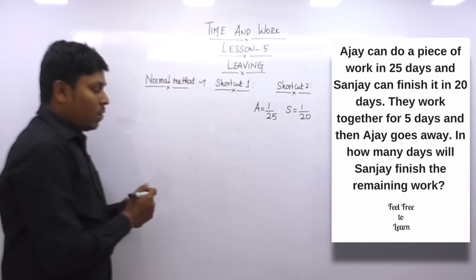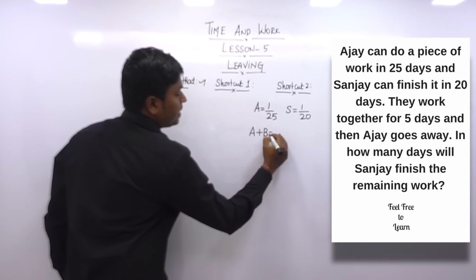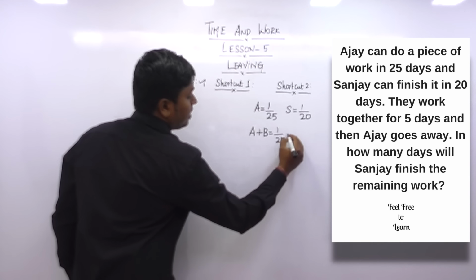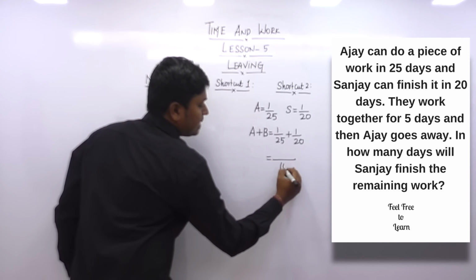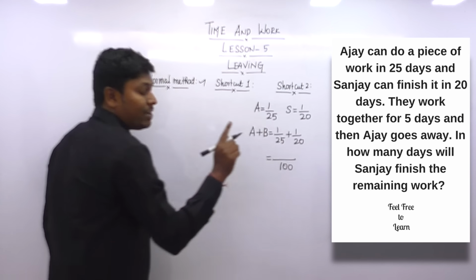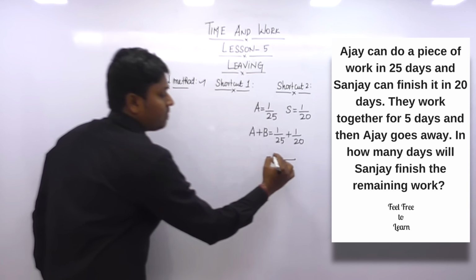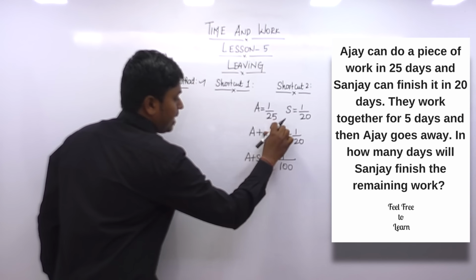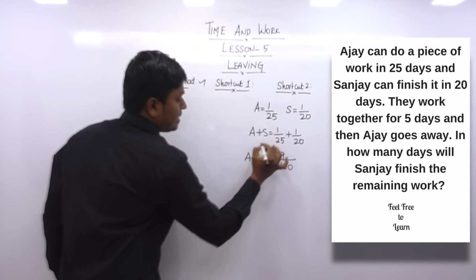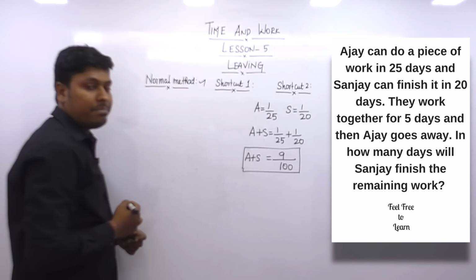Now if both of them are working together, A plus S, that is 1 by 25 plus 1 by 20. Let me take the LCM of 25 and 20 as 100. 25 into 4 will be 100, 20 into 5 will be 100. So 5 plus 4 will be 9. So if Ajay and Sanjay are working together, they can complete 9 by 100 of the job in one day.